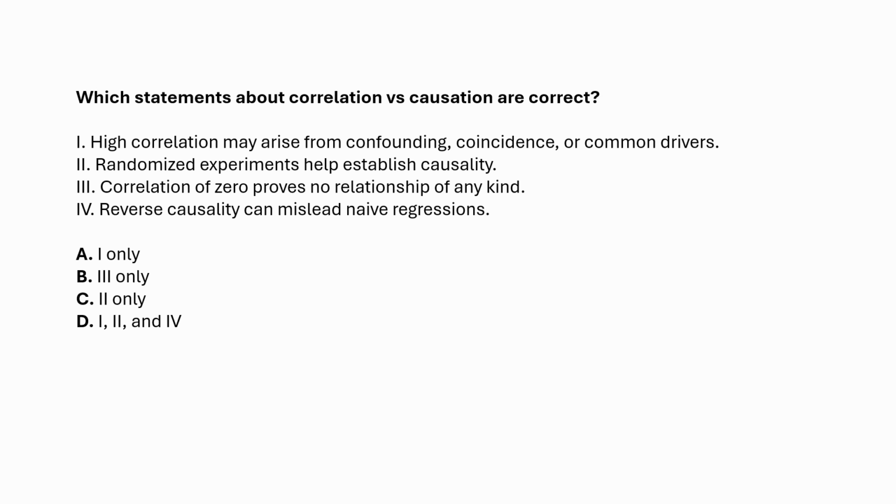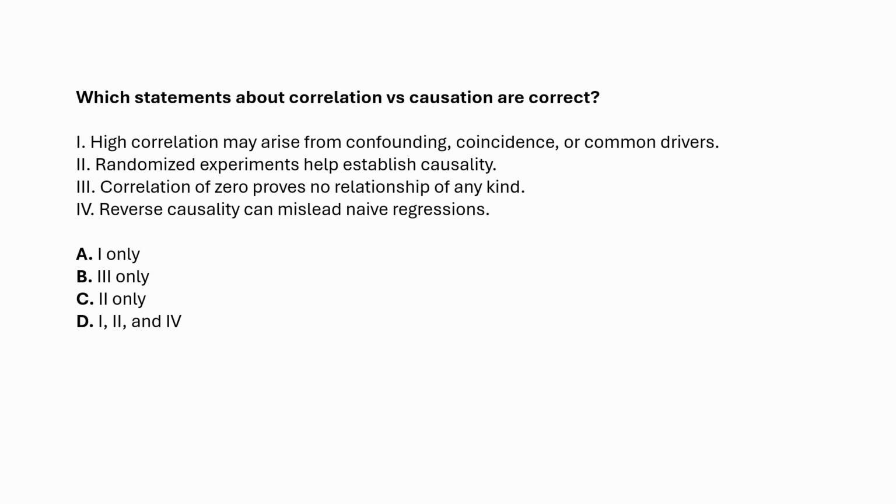And the exam loves to check if you can spot the traps. Look for 3 classic culprits: confounding, coincidence, and common drivers. Remember that randomized experiments are the gold standard for proving causality. Always watch out for correlation of zero proves no relationship. That's the trap, because nonlinear relationships exist. And finally, keep an eye out for reverse causality whenever the story could run in both directions.